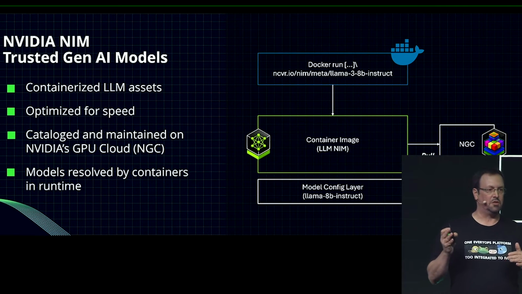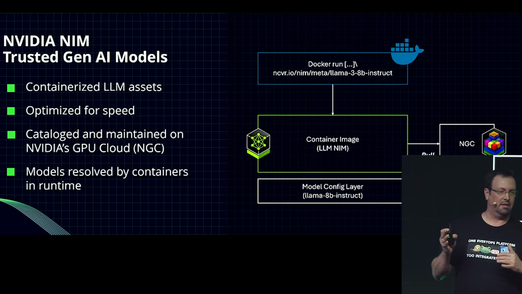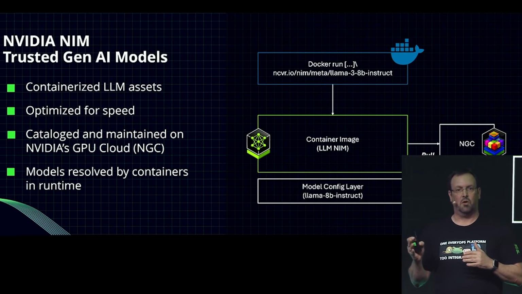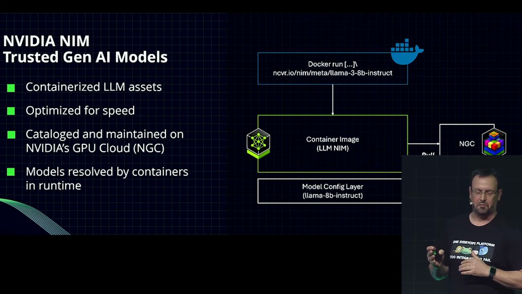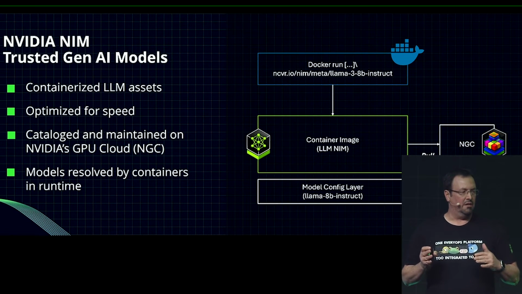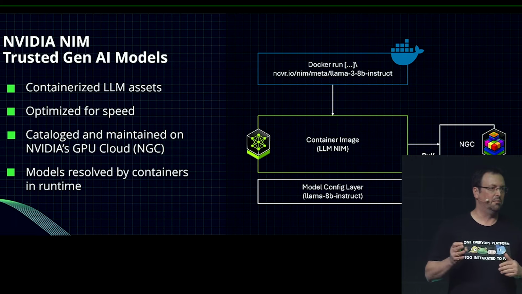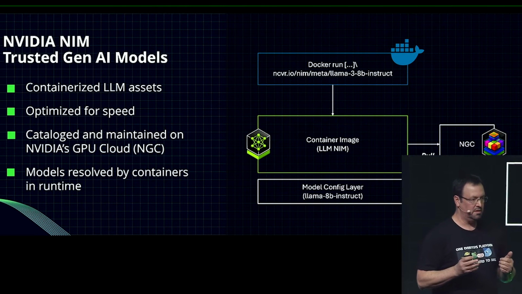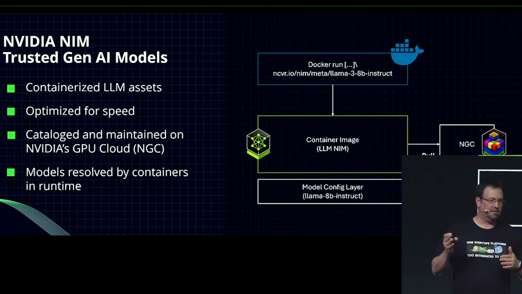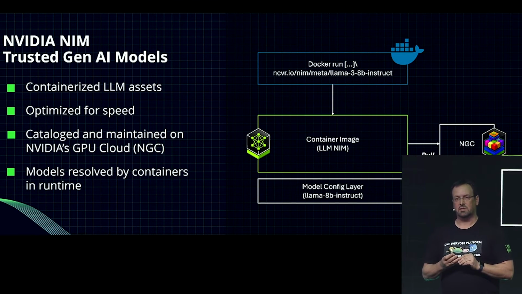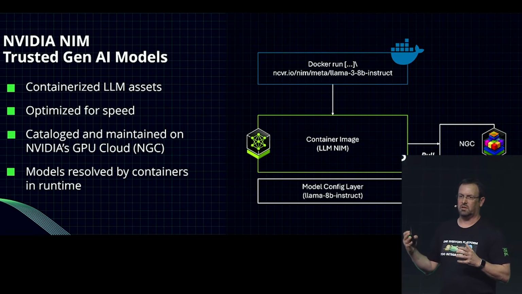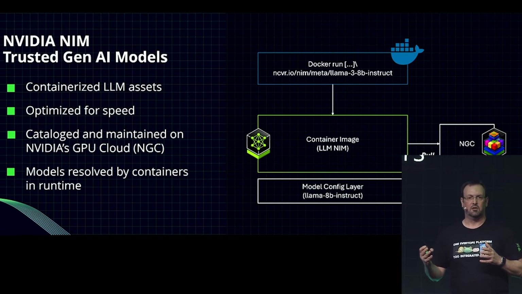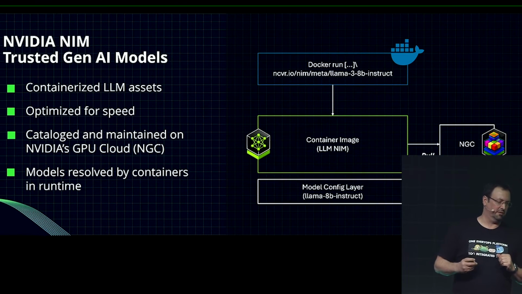So you have a container. It's optimized for speed. It knows in runtime how to pull the model that is most fit for your NVIDIA type of machine. NVIDIA catalogs and distributes both the containers and the models. And like I said, they are resolved in runtime, which is a thing for machine learning. You normally don't package the model when it gets very big. Normally, that's something that you resolve in runtime.